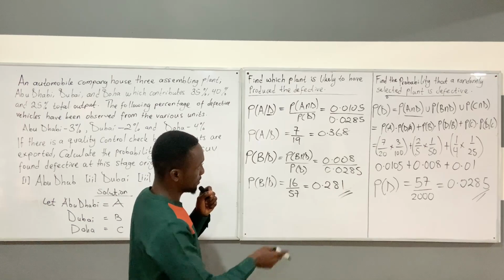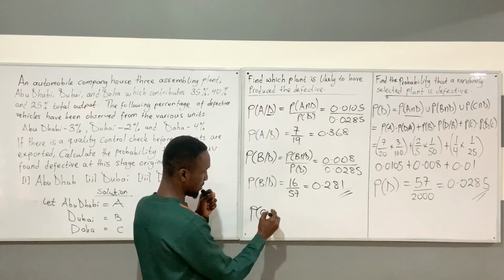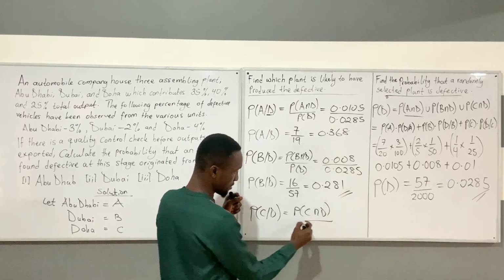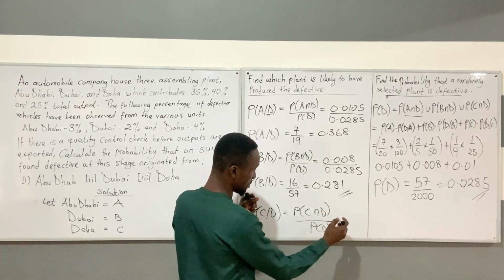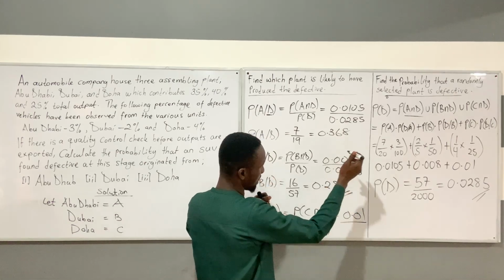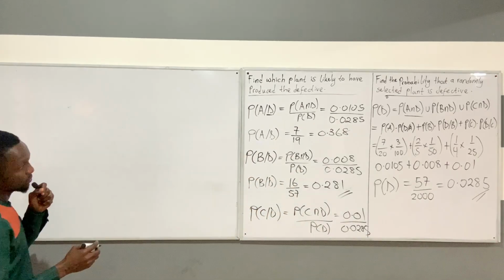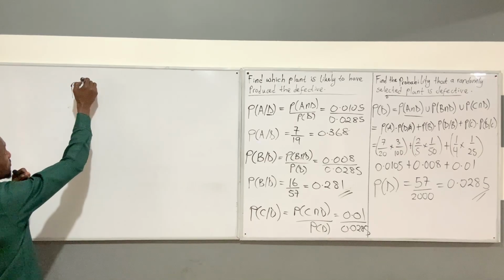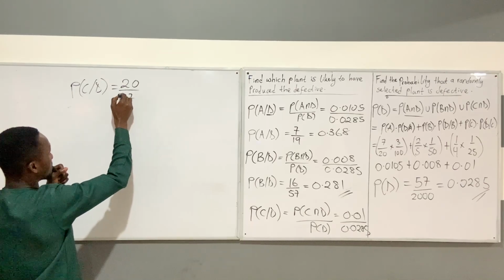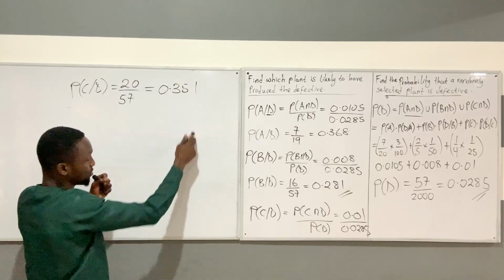Okay, now the last one is the probability of C, and to do that we have our P of plant C as D occurred, giving us the probability of C intersection D divided by the probability of what? D, meaning C and D occurring together was 0.01. You divide this by 0.0285. Then this is giving us P of C as D has occurred is 20 divided by 57. Now when we change this to decimal, we have 0.351. I've rounded this to 3 decimal places.